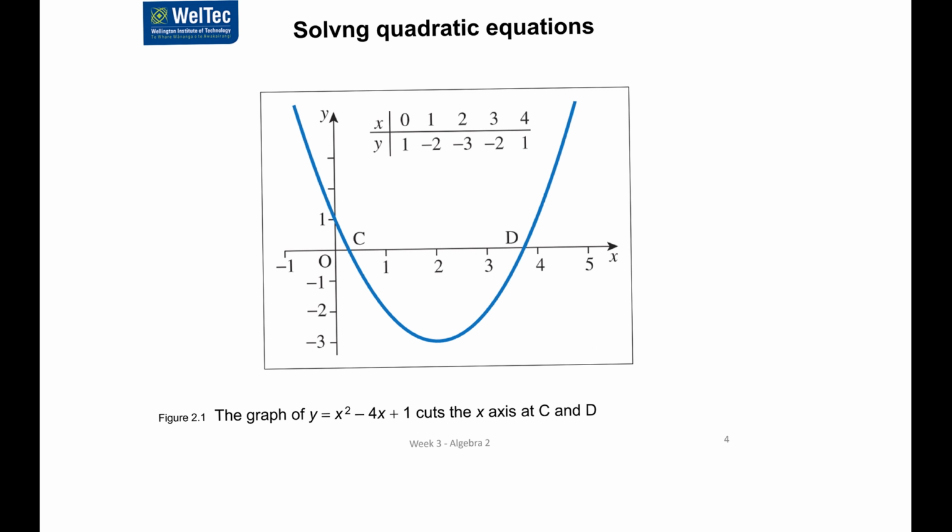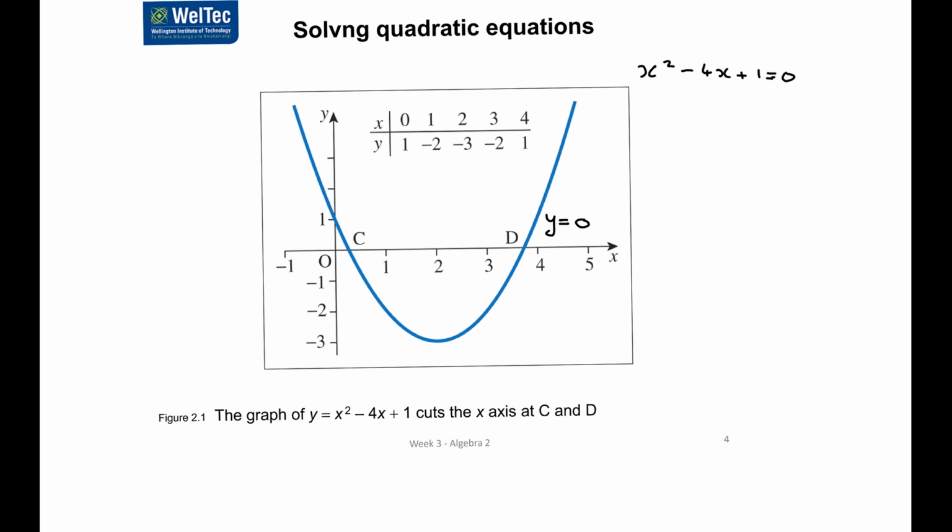To find where this curve cuts the x-axis, we know that where it cuts the x-axis, y is equal to 0. So what we need to do is solve where x squared minus 4x plus 1 is equal to 0. Now, we may or may not be able to factorize a quadratic.